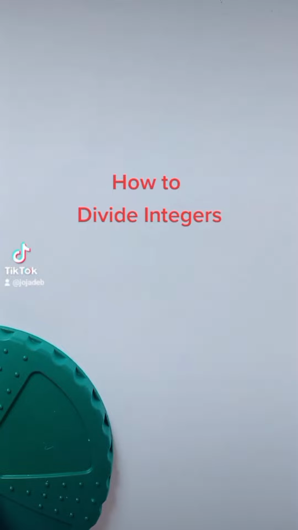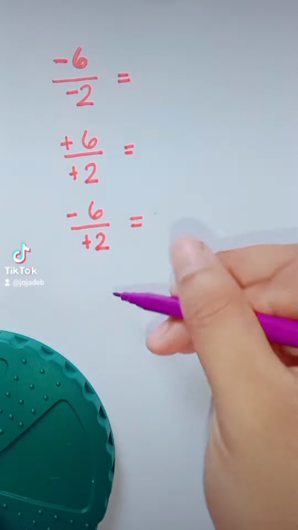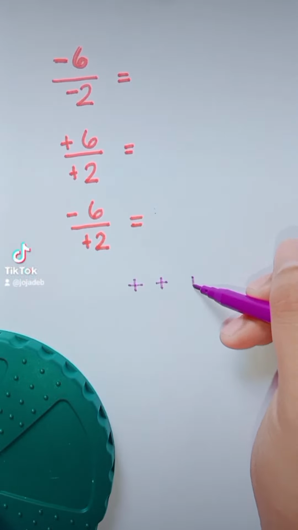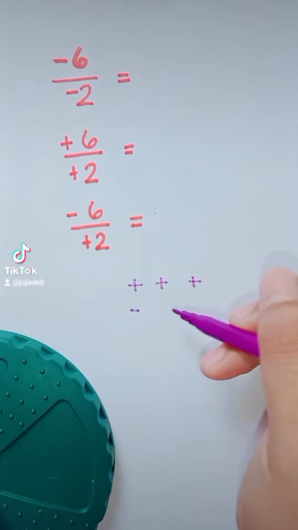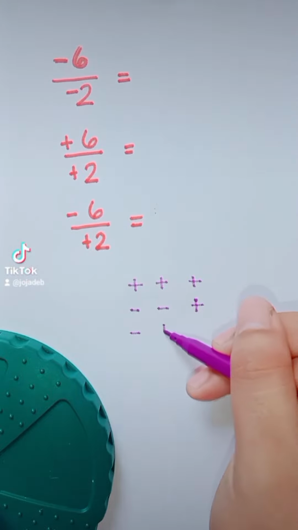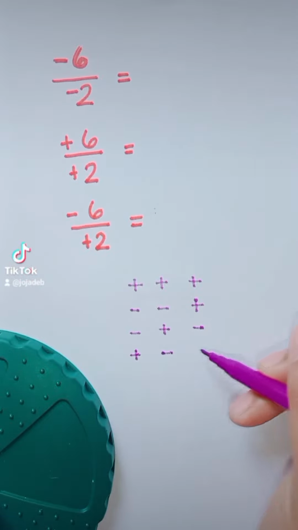How to divide integers. In dividing integers, the answer is positive if we divide like signs. So positive and positive is positive, negative and negative is also positive. However, if we divide unlike signs, then the answer will always be negative.